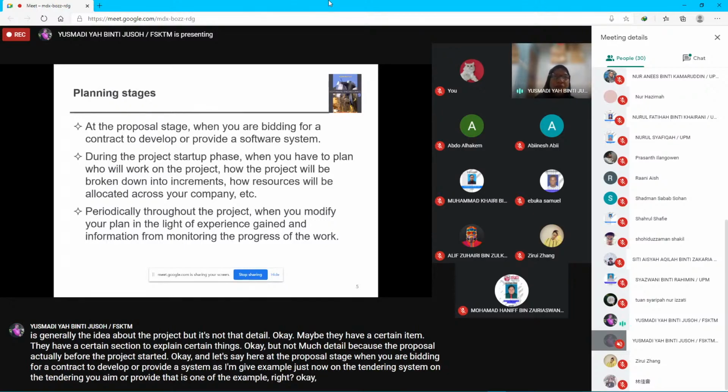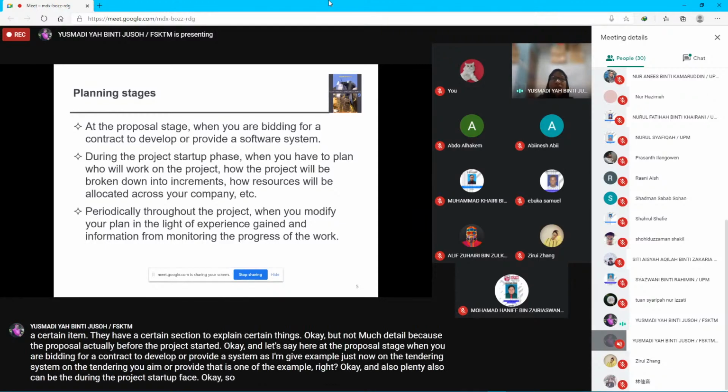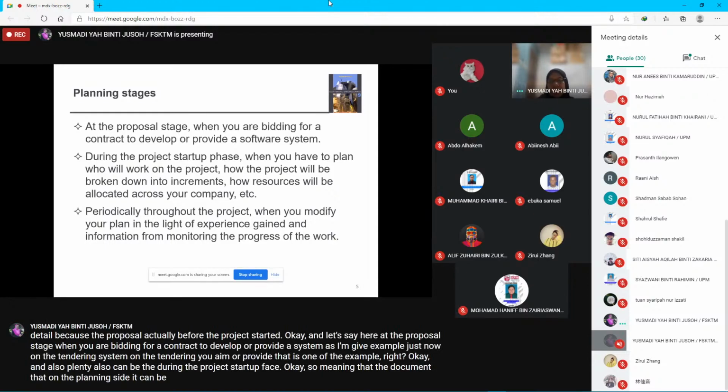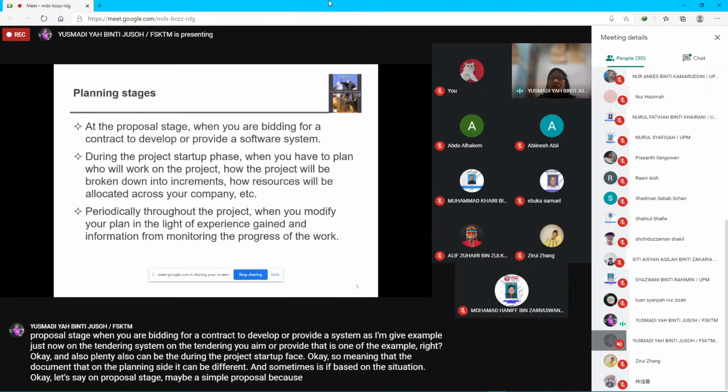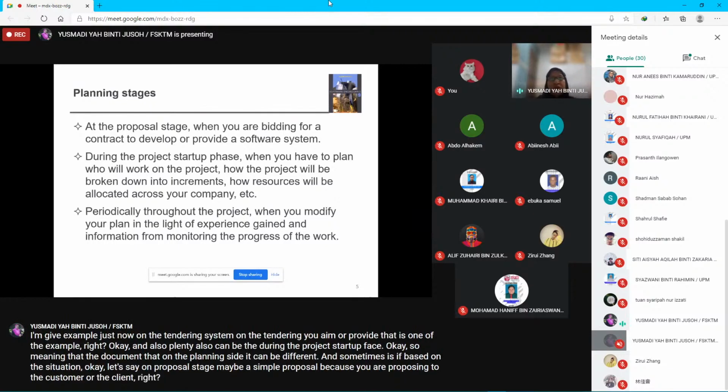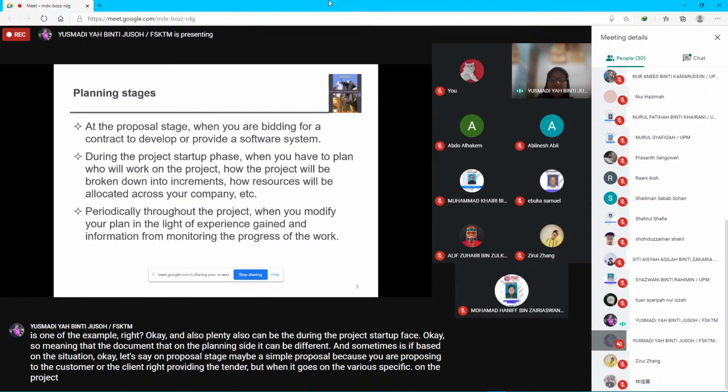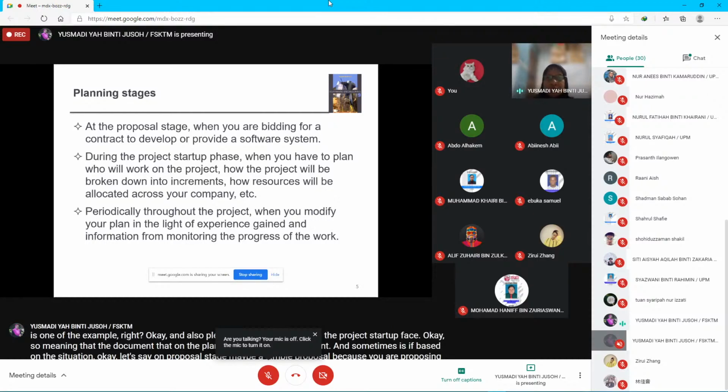Planning can also be during the project startup phase. So the planning documents can be different, and sometimes it is based on the situation. Let's say at the proposal stage, maybe it's a simple proposal because you are proposing to the customer or the client who is providing the tender. But on the project startup phase, where you have to plan who will work on the project, it will be more detailed on the project side.